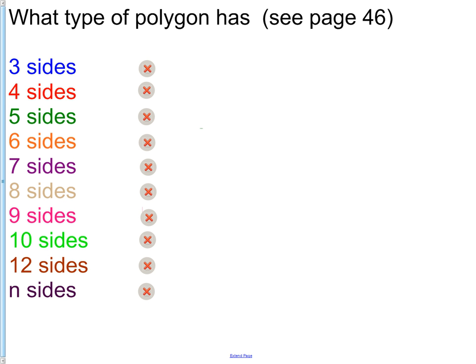Now, the types of polygons. We really would like for you to know the names of our polygons up to 12 sides. So we have names for them from 3 to 12, but we don't have you do number 11. Number 11, if you're wondering, is an undecagon.